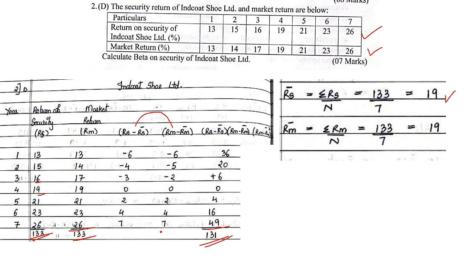Next is RM minus RM bar whole square. So 6 6s are 36, 5 5s are 25, 2 2s are 4, and so on, and the total of the last column comes to 134.